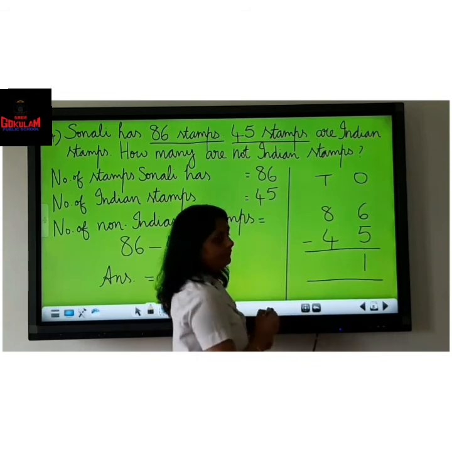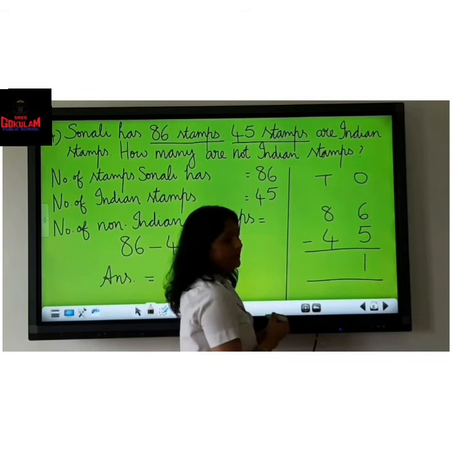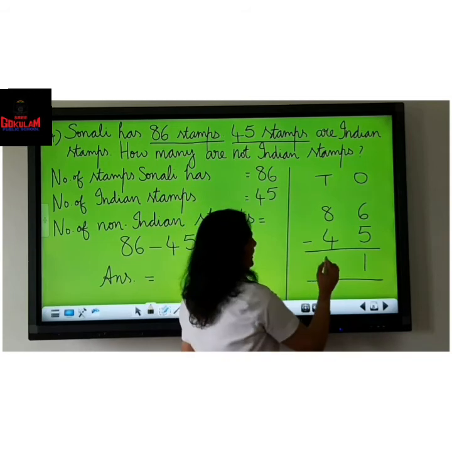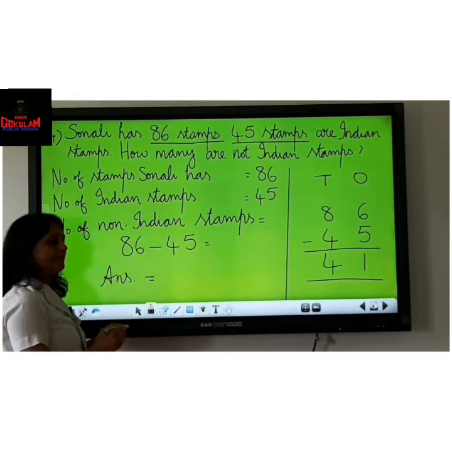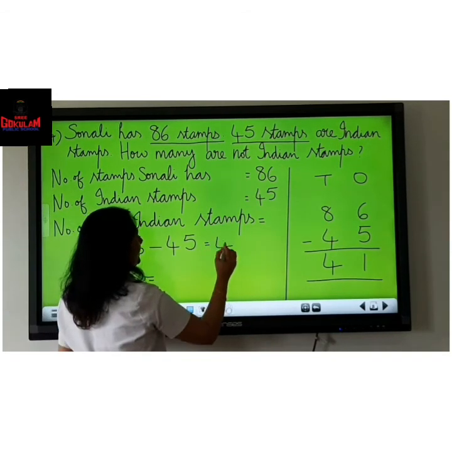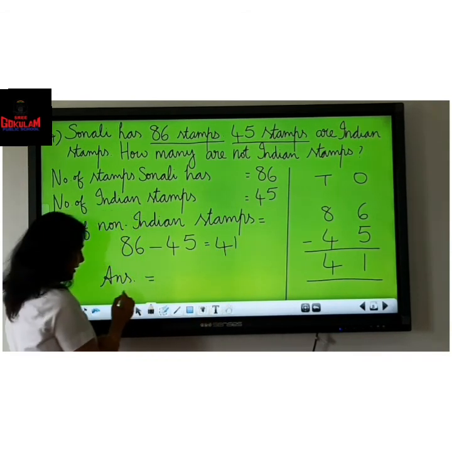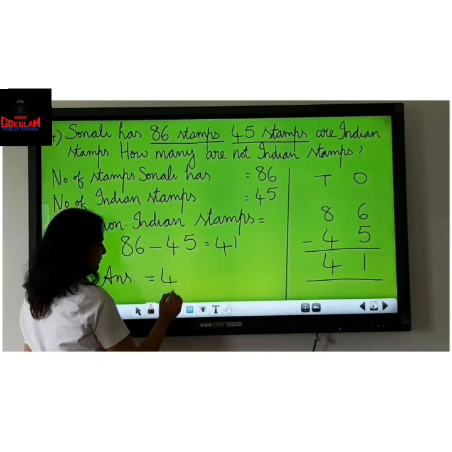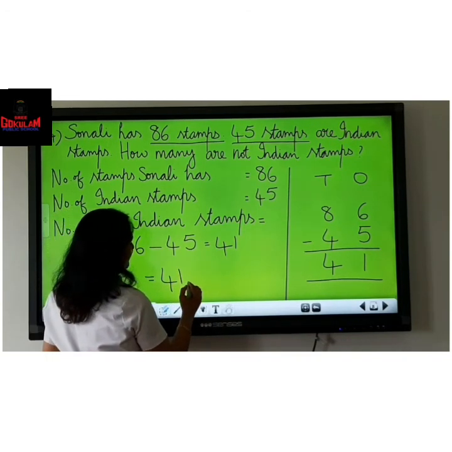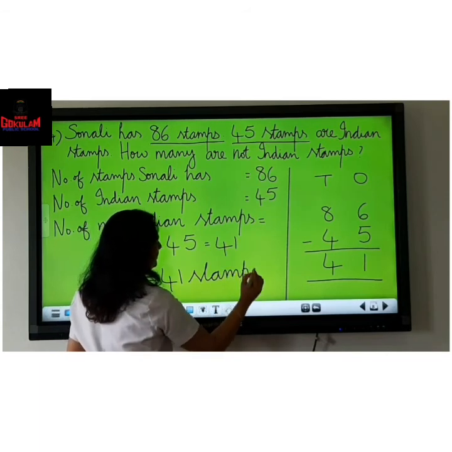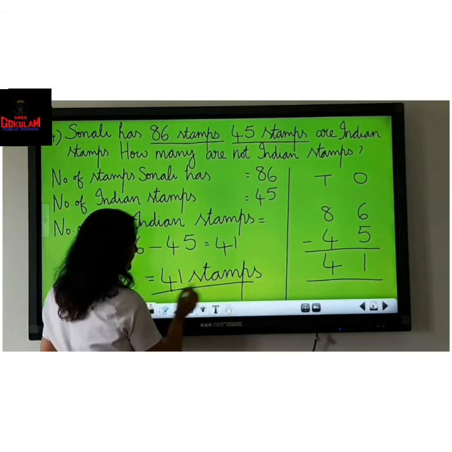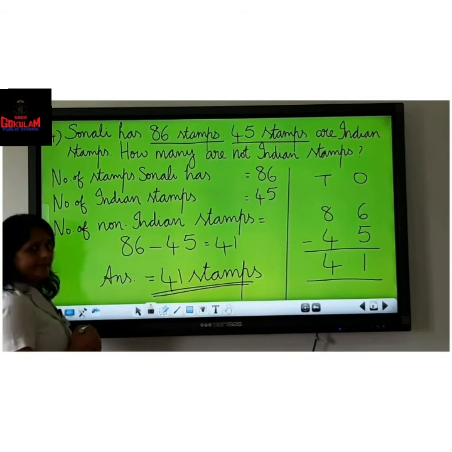1. 8 minus 4. What is 8 minus 4? 8 minus 4 is 4. So, how many non-Indian stamps are there? 41. Answer is equal to 41 stamps. Forty-one stamps are non-Indian stamps.